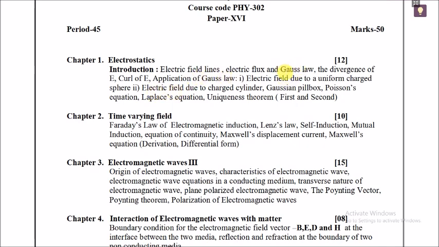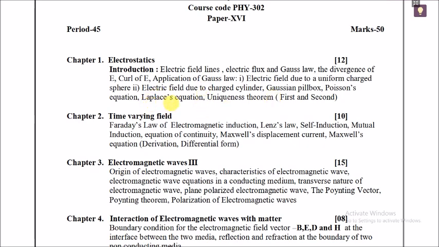Gauss law is very important in electrostatics to study various types of electric fields produced by various types of charges. Again important are the Gaussian pillbox and Poisson's equation. These are the two equations which are used for the various shapes of electric fields produced by different types of charges.